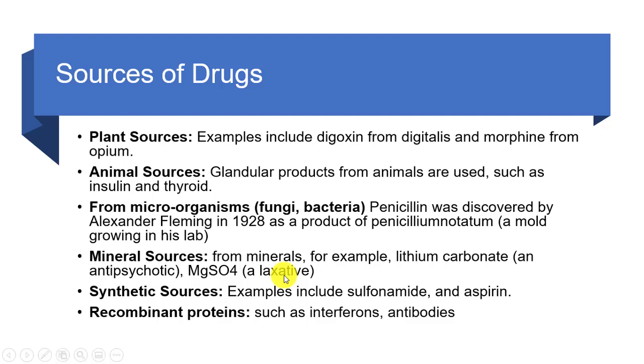If I talk about man-made or synthetic sources, we have sulfonamides, which are antibacterial agents used to treat various infections, and aspirin. Aspirin is also used as an anticoagulant, used to treat strokes, MIs, and different heart conditions. And we have recombinant proteins, which are re-engineered or derived from different DNA sources. These are interferons and antibiotics. So these are all the different sources that we derive our drugs from.